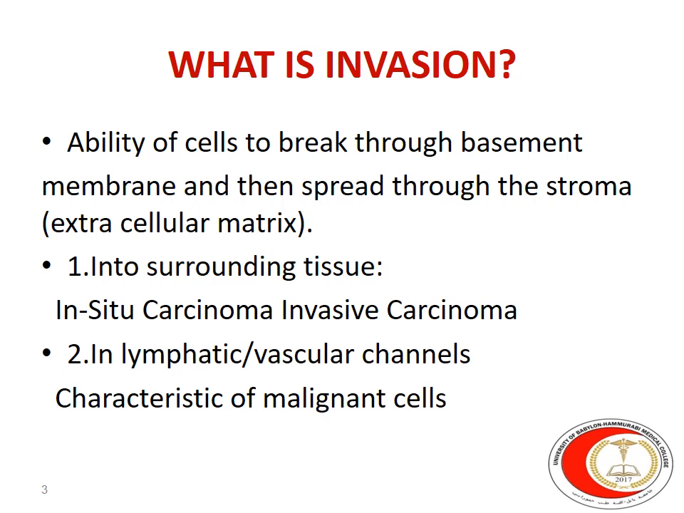So if we want to define invasion, it is the ability of cells to break through basement membrane and then spread through the stroma. What I mean by the stroma is the extracellular matrix. From the stroma, it is either spread into the surrounding tissue, and in situ carcinoma will be converted into invasive carcinoma, but it is still in the tissue surrounding the primary focus of a tumor, or it will invade the lymphatics or vascular channels and form remote metastatic foci. All of these invasion and metastasis are characteristic features of malignant cells.